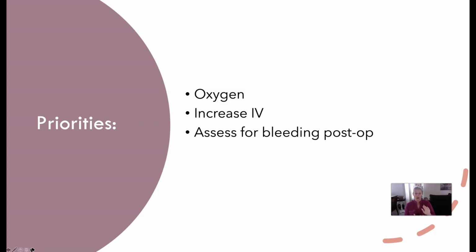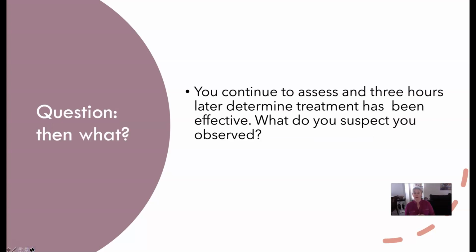So airway, breathing, oxygen, circulation, IV. We're thinking about priorities. Assess for bleeding post-op because now they're going to have an incision, and you want to assess for that bleeding at that time. So you continue to assess, and 3 hours later, you determine the treatment has been effective. What do you suspect you observed? What are we going to see as an improvement?